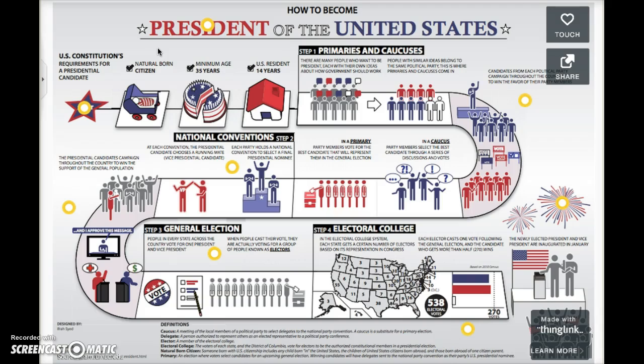So then we would go ahead and look at what's the first step. Well, the first step are the primaries and the caucuses. And in this step, it says there are many people who want to be president, each with their own ideas about how government should work. People with similar ideas belong to the same political party, and this is where primaries and caucuses come in.